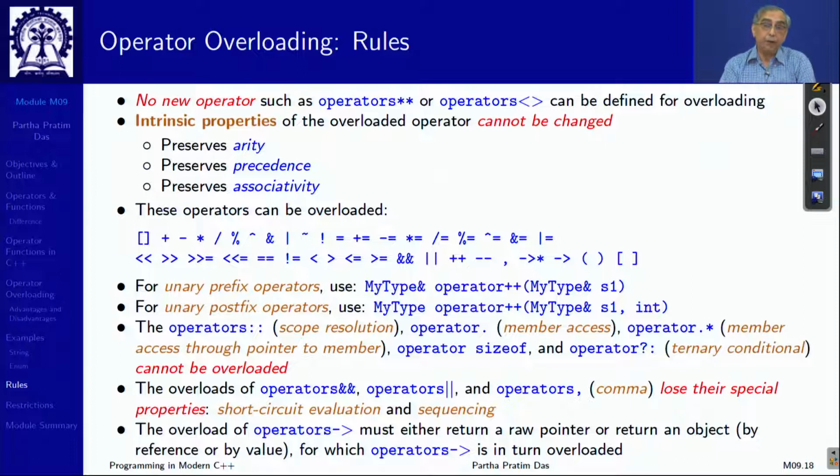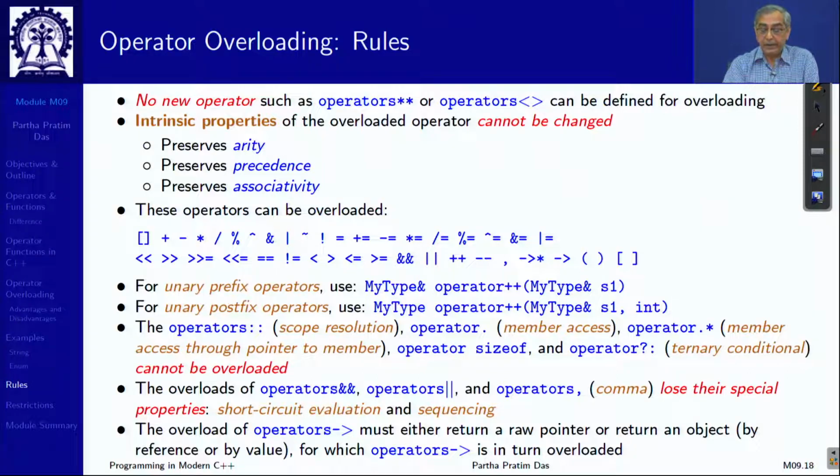Then the intrinsic property of every operator must be preserved, that cannot be changed. What are the intrinsic properties? There are 3 intrinsic properties of an operator. One is the arity, that is how many operands it takes, 1, 2 or 3 typically. Two is the precedence in the whole sequence of operators, you cannot change that. And three is its associativity, that is whether it is left associative, right associative, or non-associative, that is, it cannot occur one after the other. So, these cannot be changed.